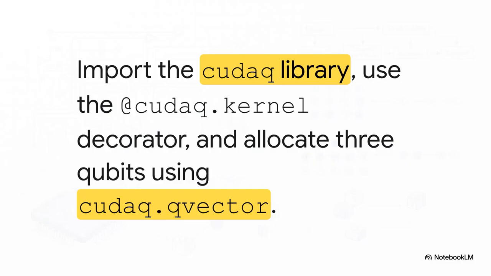Okay, so we start by importing the CudaQ library. Simple enough. Then you see this little @cudaq.kernel thing? That's called a decorator. And it's basically a flag that tells CudaQ, hey, treat this function as a quantum program. Inside, we just allocate a set of 3 qubits using cudaq.qvector(3). And just like that, our quantum hardware is basically initialized. And by default, they all start in the all 0 state.